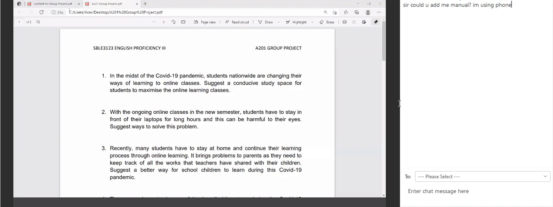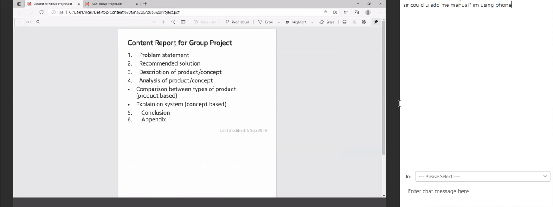For the content of your group project, like I said earlier, you will have to write a report and you will have to do a presentation. For your report, I want you to have a problem statement. I want you to write the recommended solution as well. And I want you to write the description: what is your description of your product or your concept? And then I want you to analyze the product.